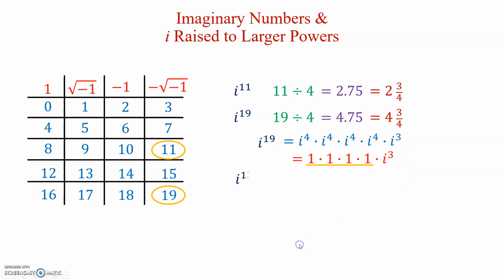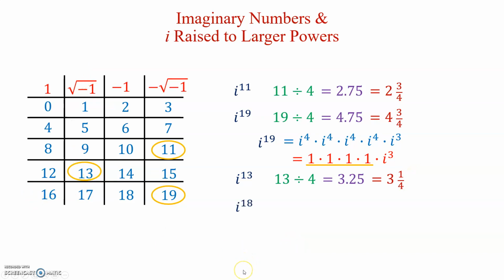There's our next example now. I to the 13th. Well, there's our 13. So if we divide 13 by 4, that gives us 3.25. The 0.25 is the same thing as 1/4. This 1 is the same as that 1. So therefore the answer is the square root of -1, which we already knew.